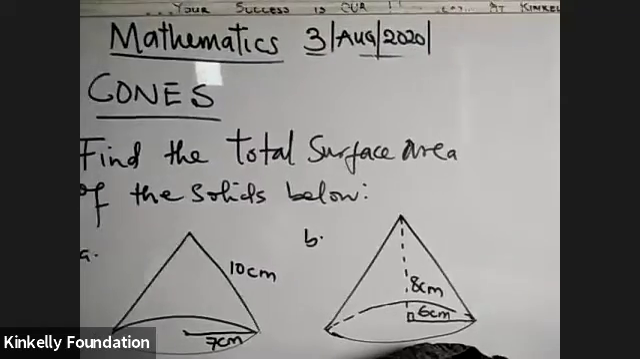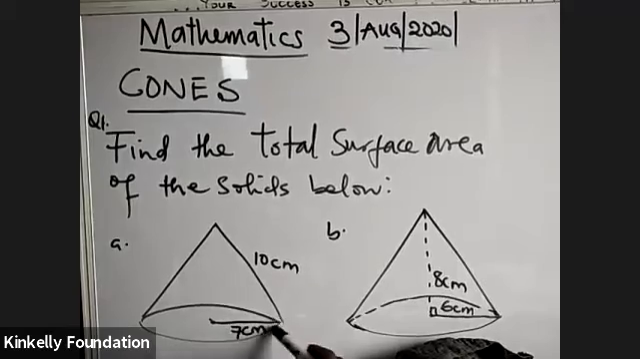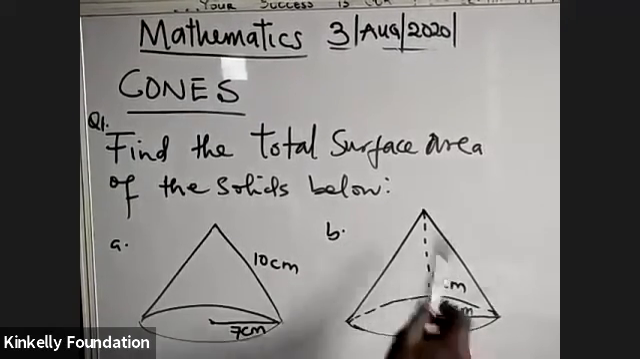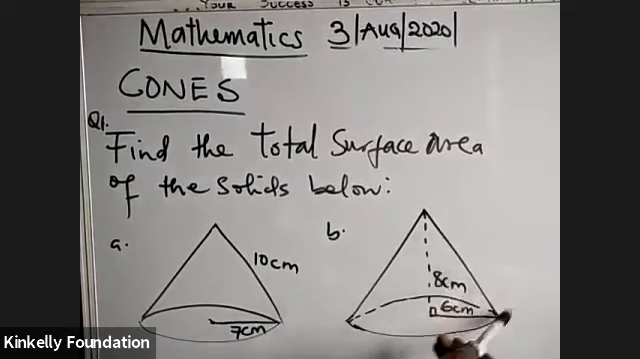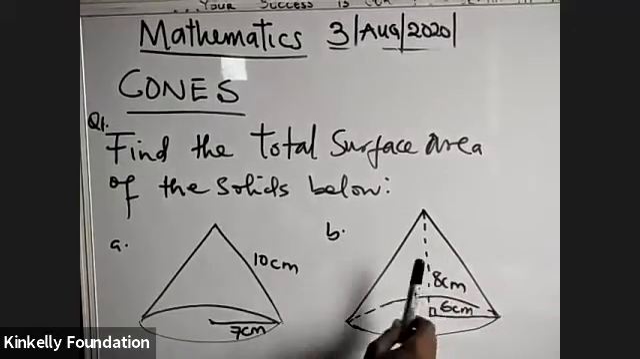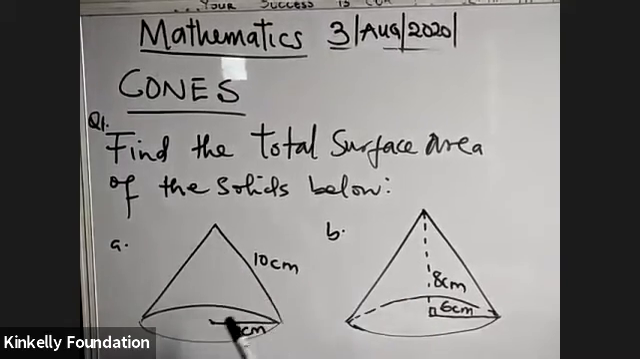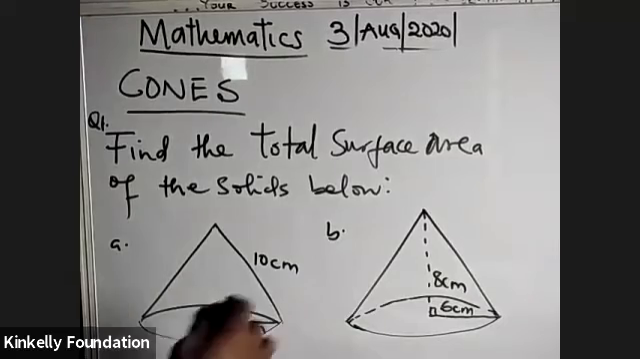Given these questions on the board now, this one, the slant length has been given and the radius has been given. But in this case, the slant length of this one was not given. So what you need to do is to use Pythagoras rule to find the slant length. Once you find the slant length, given the radius, you can get the total surface area of this one. But this one, everything has been given. It's just for you to start solving with the formula. I will leave you to solve this one while I work on this one. So let us start.